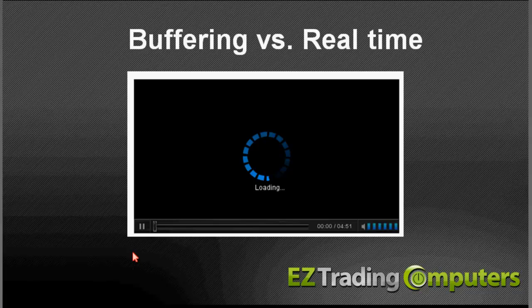No time for buffering whatsoever. In fact, if your processor can't do it in real time and there's a bottleneck there, it will take a fraction of a second to several seconds to display your pricing and your indicator data, and it can throw off your trading system. So it could lead to something called slippage.